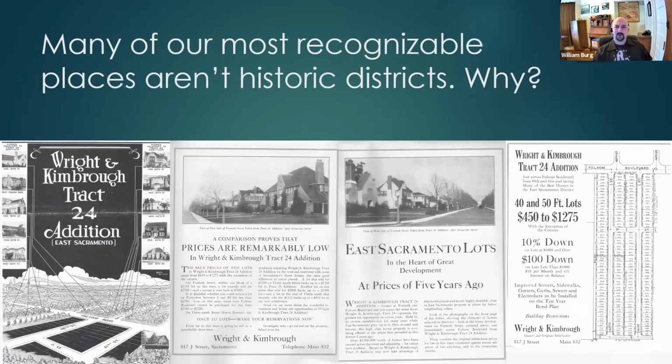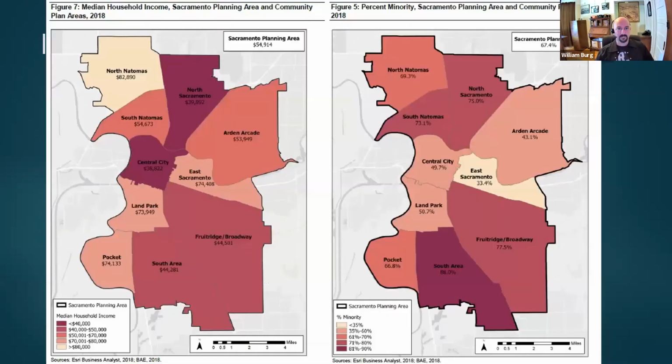But many of the neighborhoods that people look at and assume, wow, those are beautiful historic homes, they're not historic districts. The Fabulous 40s, right in Kimbrough Tract 24 and adjacent neighborhoods, is not a historic district. And why? We asked that question a while ago. And part of it has to do with money. This is from the 2020 plan. It's an economic study of the city, or I'm sorry, the 2040 General Plan update.